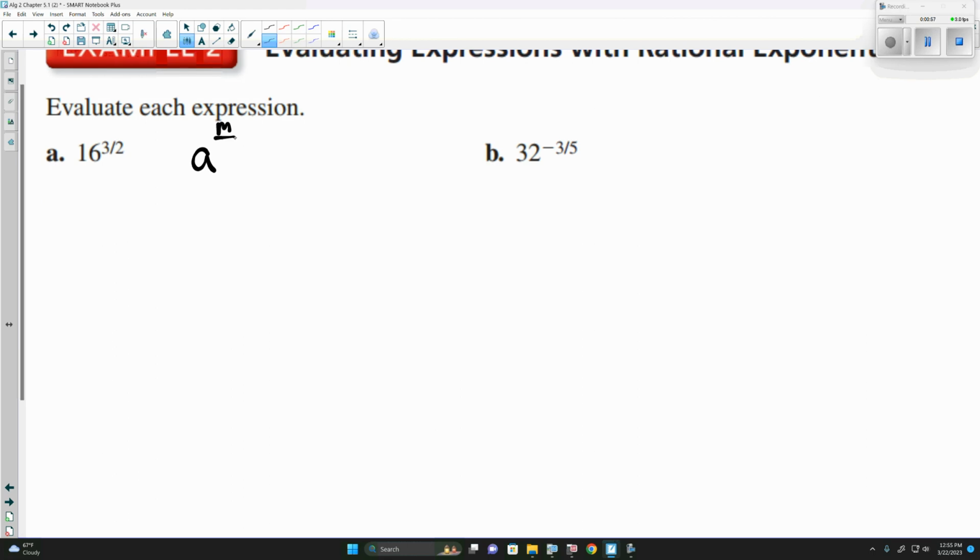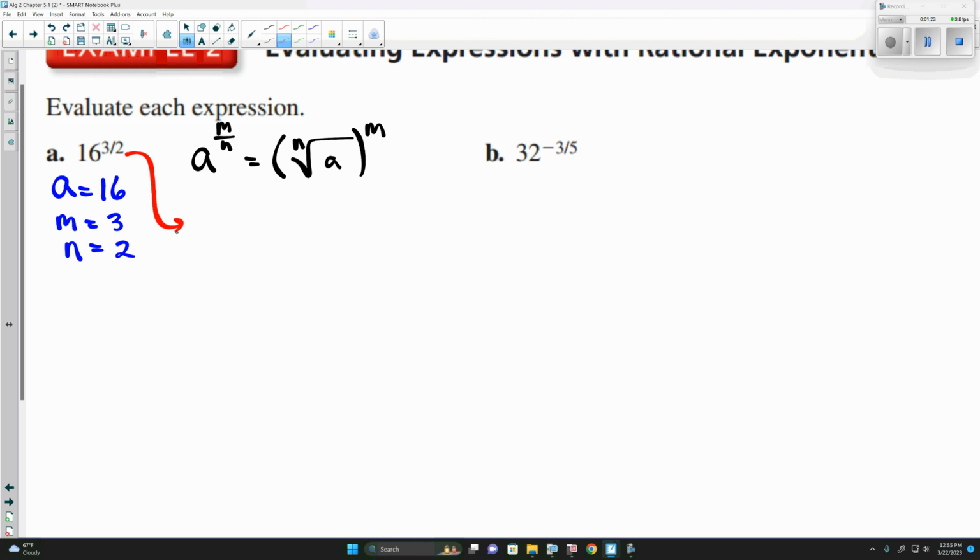Now according to our property, a to the m over n is the same as the nth root of a to the m. And for us here, a in this case is 16, m is 3 and n is 2. So what we could say is that 16 to the 3/2 is the same as 16 inside the radical. Our index is 2 and our m is 3.